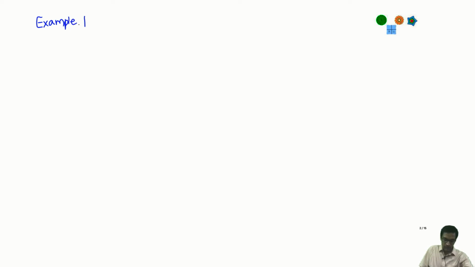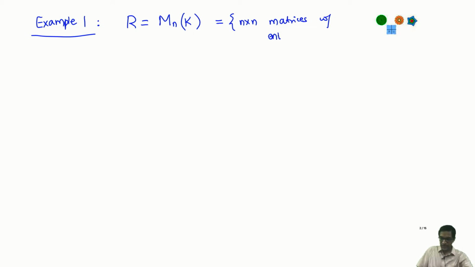Example 1 is the ring R equals M_n(K) of n cross n matrices with entries in the field K. So here K is a field. Let me fix a field. And of course, if n is greater than or equal to 2, this is not a commutative ring. If n is 1, this is just the field K itself, where modules over K are just vector spaces. So I want to look at the same situation for n greater than or equal to 2.